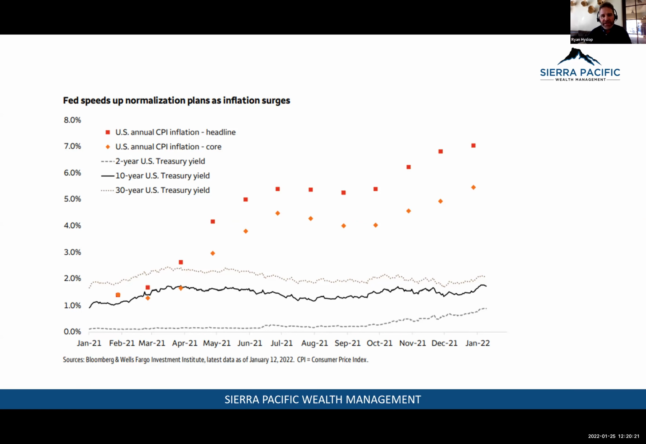So what's the response, right? So the Fed immediately, after quite a significant delay, you may remember all through 2021, if you listened to Chairman Powell, the head of the Federal Reserve, speak, he would say inflation is transitory, it's transitory. Well, at some point they had to acknowledge that it's not transitory, right?